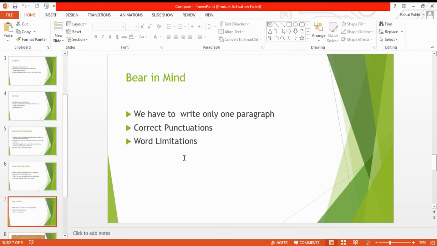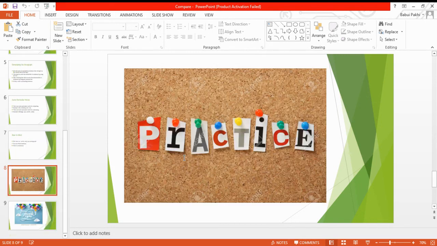Then correct punctuation. Be careful with correct punctuation, that means semicolon, comma, full stop, and capital letters; the initial letter of any word must be capital. And word limitations: if there is any word limit in your question, you have to be careful. Do not exceed the word limit that is given in your question.